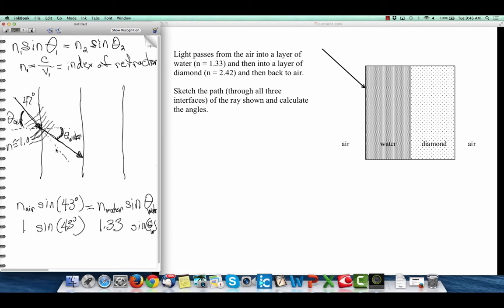Any questions on that first? I know that the ray bent because the speed changed because the index of refraction is different. Because the index of refraction is bigger, I know that the wave slowed down. And if it slows down, then it has to bend toward the perpendicular. That angle has to get smaller. If the index of refraction goes up at the interface, then the angle with respect to the perpendicular has to go down. So it has to bend toward the perpendicular.